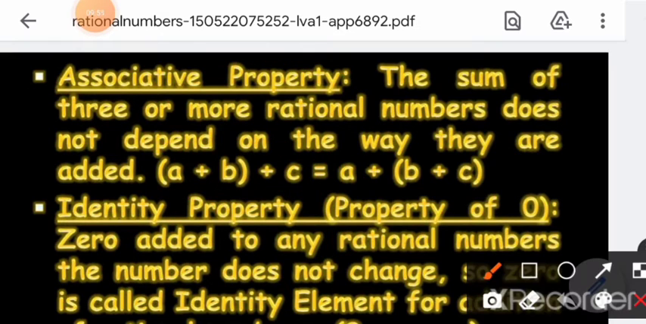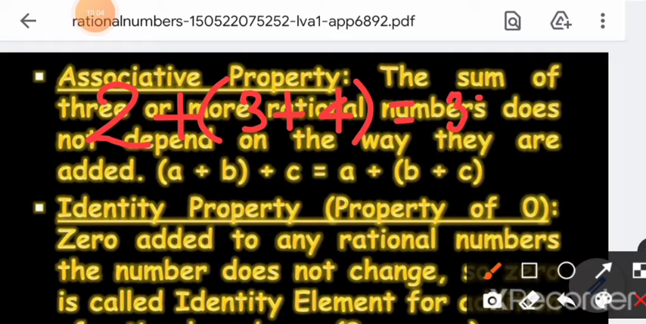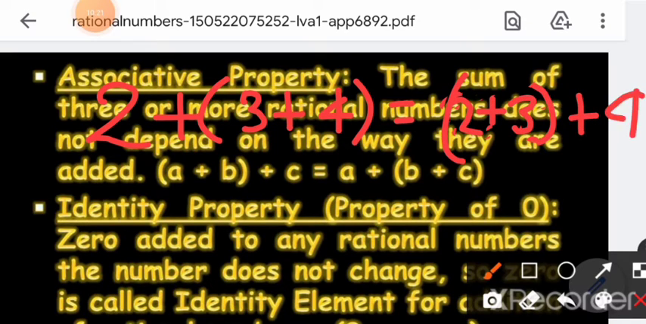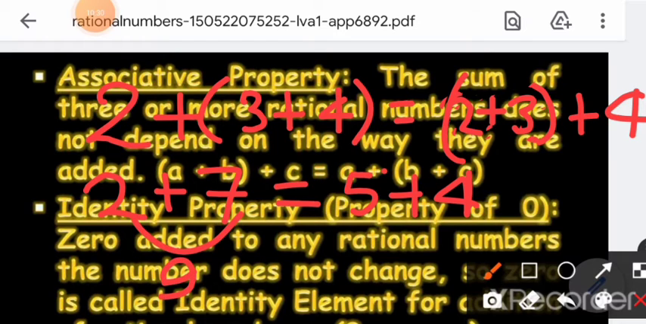Examples: 1 by 2, like 2 plus 3 plus 4 is equal to 3 plus 2 plus 2 plus 3 plus 4. So 2 plus 4 plus 3 is equal to 7, is equal to 3 plus 5, 5 plus 4. Both are addition 9, this is also 9. It means LHS is equal to RHS.